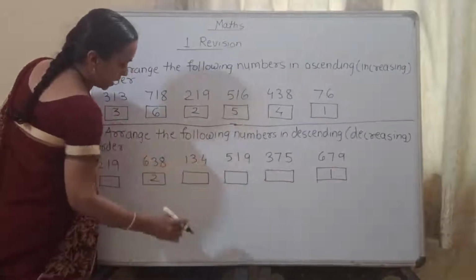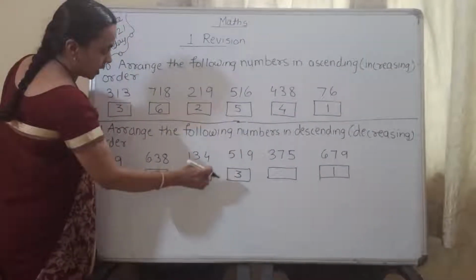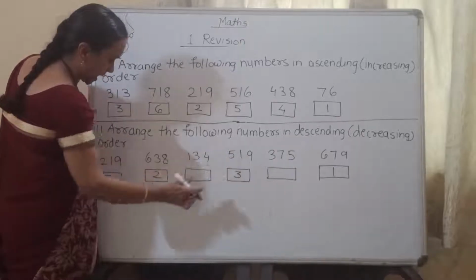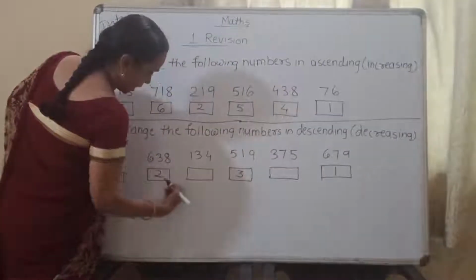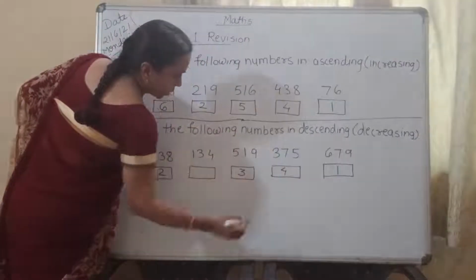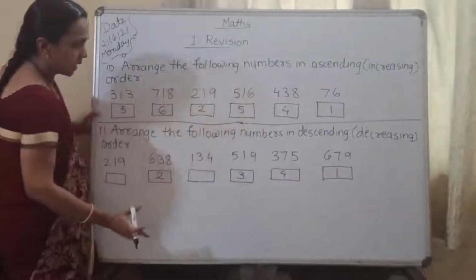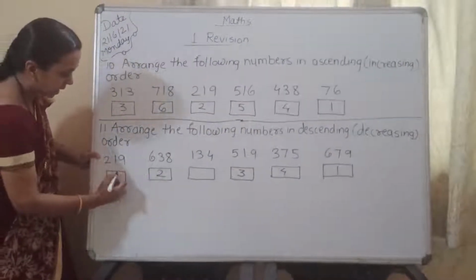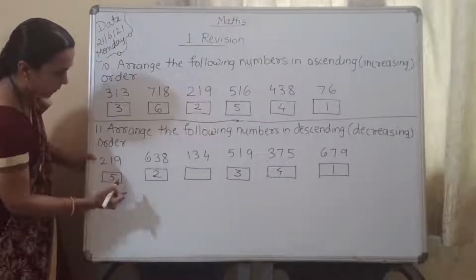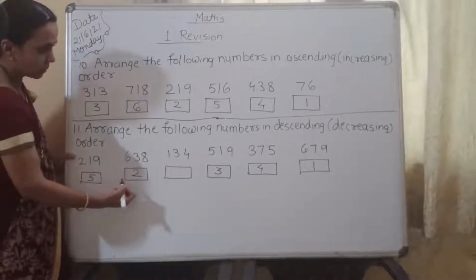Okay. Now smaller than this 638, which number is there? 519. So you write down here 3. Third number. Then smaller than this 519, which number is here? 375. So we have to write down here 4. Smaller than this 375, which number is there? 219. So you write down here 5. And smaller than this 219, which number is there?